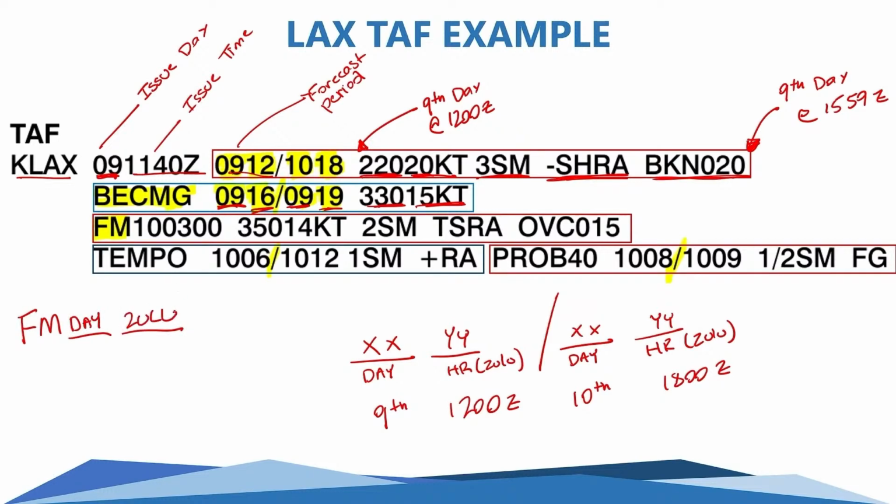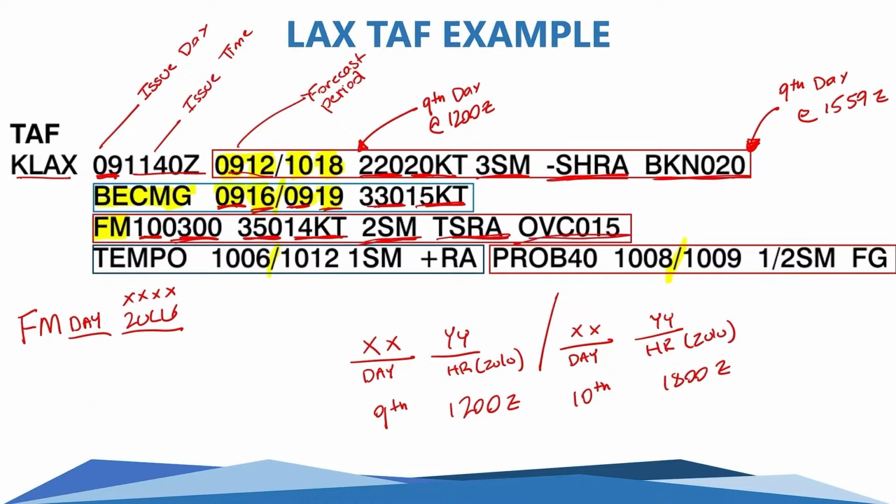And the Zulu time is actually going to be 4 numbers. So what we've got here is from the 10th day at 0300 Zulu. There is no slash in there. So remember, the slashes are basically from one period to another period. This is telling you exactly on the 10th day at 0300 Zulu, we have the wind is 350 at 14 knots, 2 statute miles of visibility. We've got thunder showers and rain and overcast at 1500 feet.